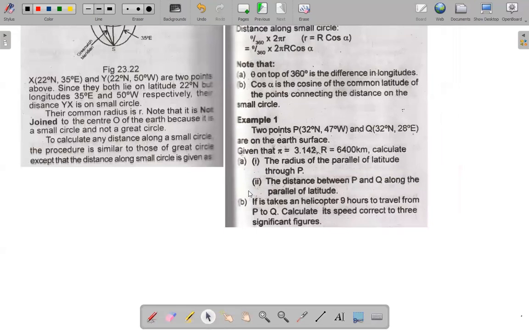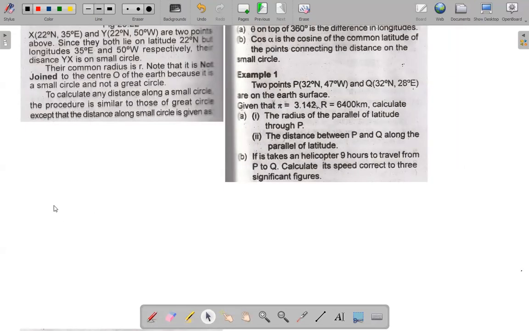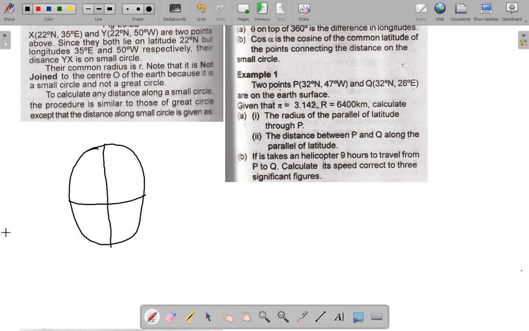So first of all, we need to draw a diagram. Let me draw it here. We need to draw the sphere, then put those points. This is my prime meridian, and this is my equator. And point P is on latitude 32 degrees north, and we assume 32 is here, degrees north, but longitude 47 degrees west. West is here. Let's assume this is 47 degrees west. Where the longitude and latitude meet gives us point P. On the other hand, Q is on latitude 32 degrees north, but longitude 28 degrees east. I'm going to assume it here is 28 degrees east, where the latitude and the longitude meet gives us point Q.